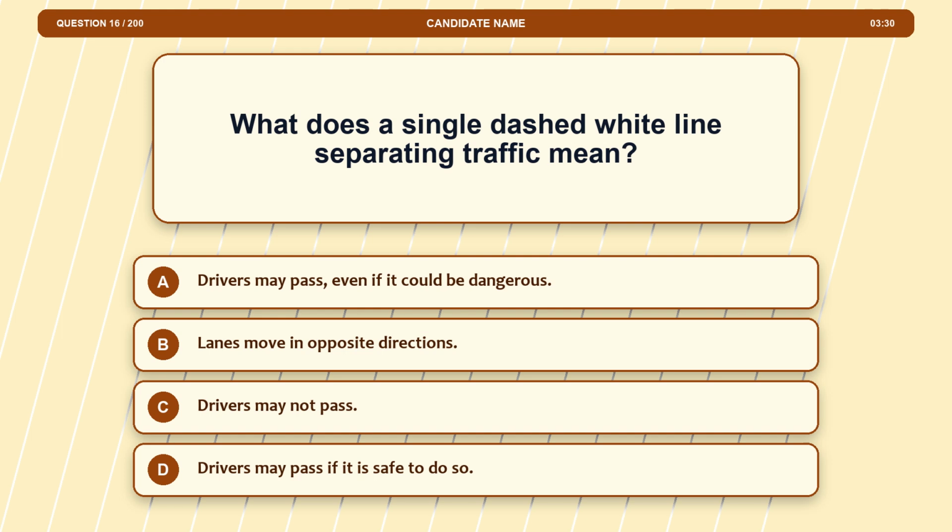Question 16. What does a single dashed white line separating traffic mean? Option A, drivers may pass, even if it could be dangerous. Option B, lanes move in opposite directions. Option C, drivers may not pass. Option D, drivers may pass if it is safe to do so.